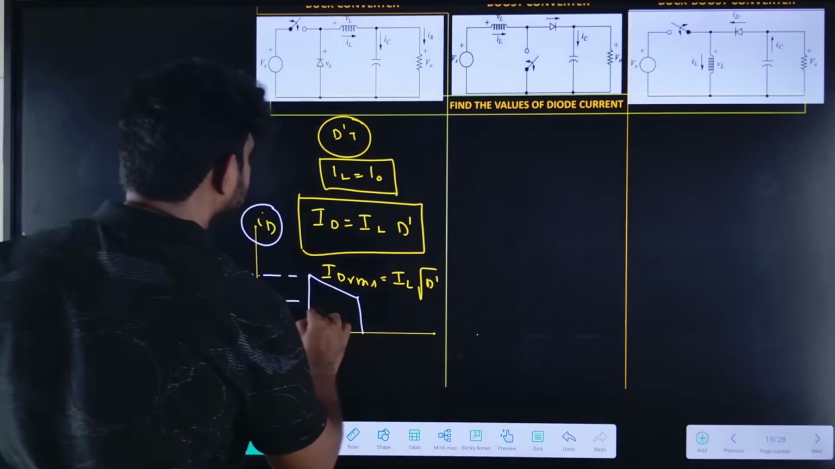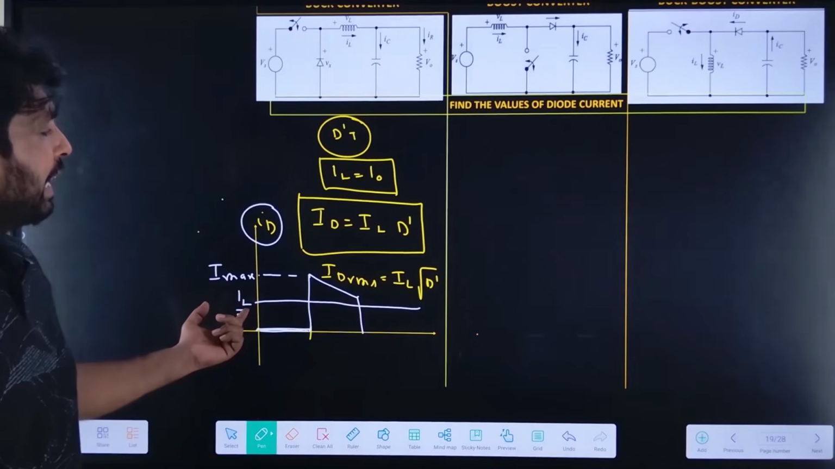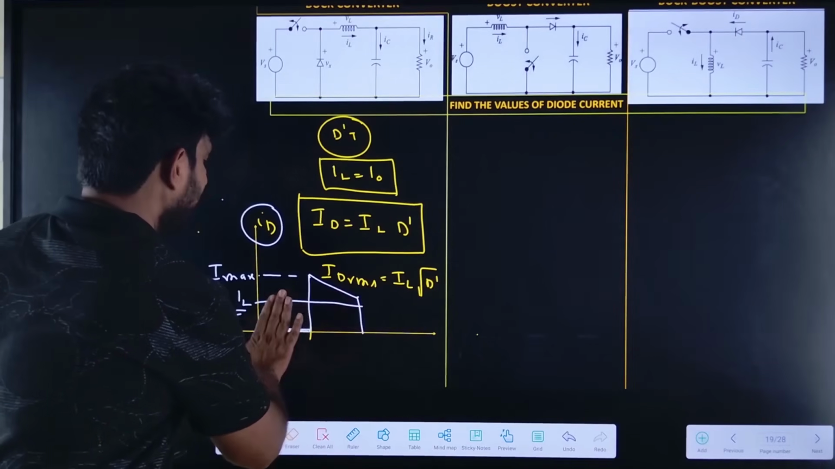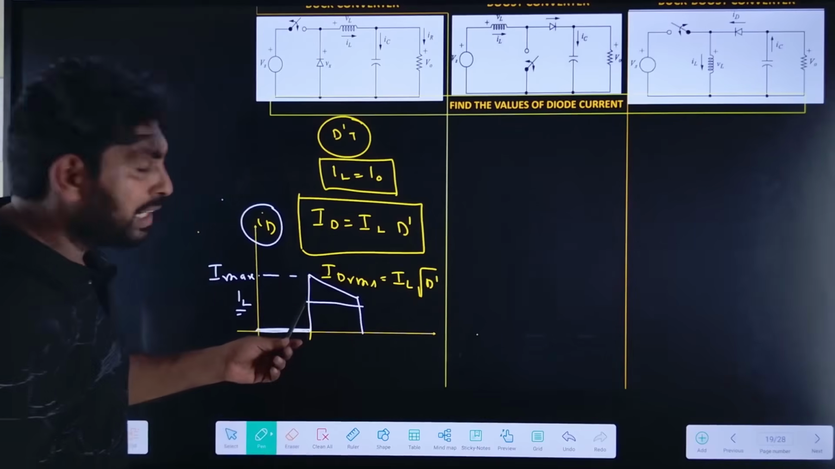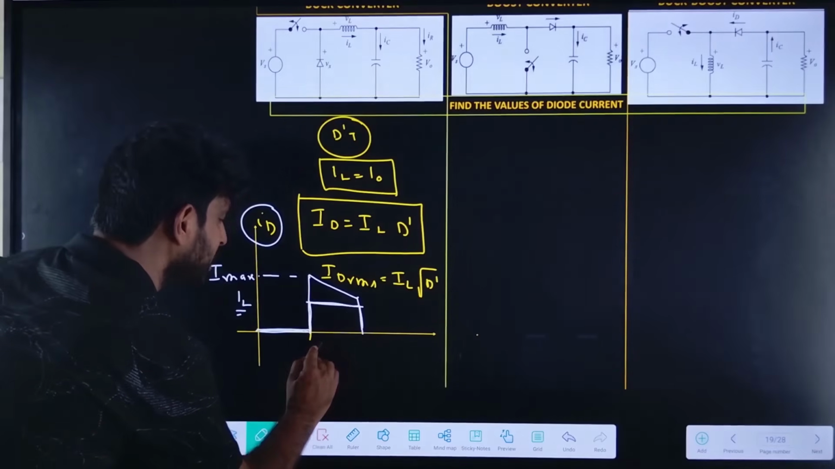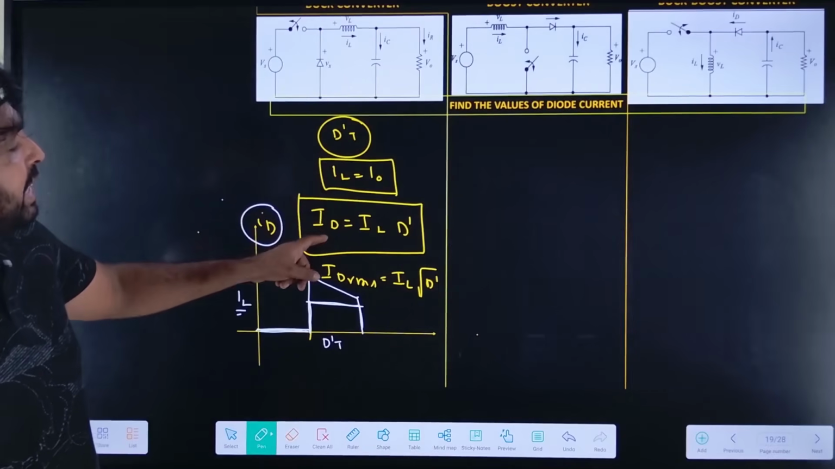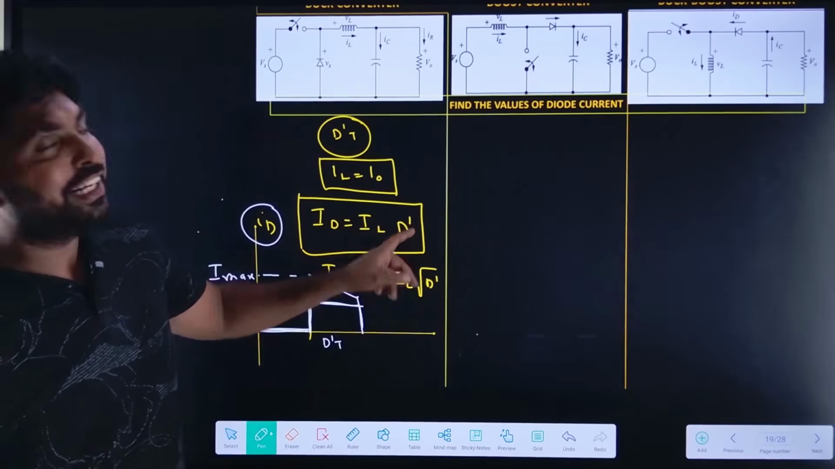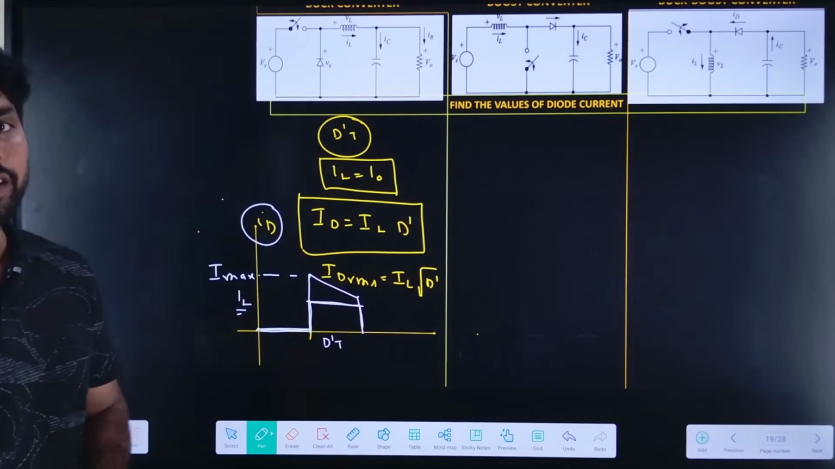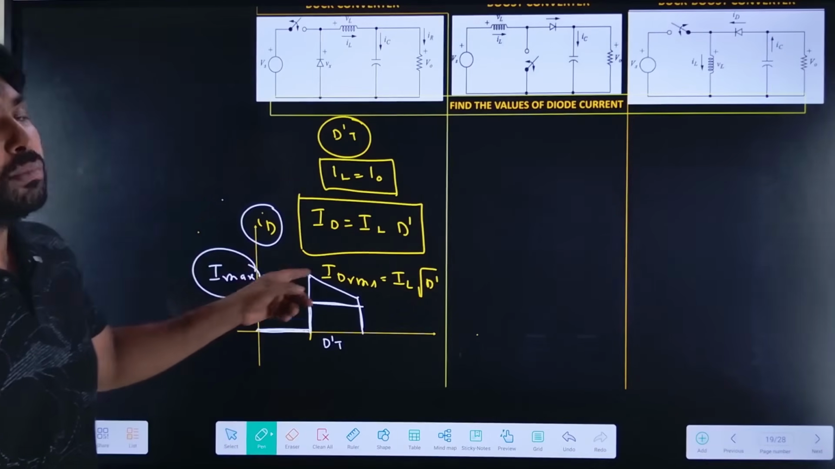So if I find the average value, IL average, during the D dash T period only it will exist. And here the current will be 0 because the diode current is 0. So IL average exists only during this period, which is equal to D dash into T. So the average value of the diode current is IL into D dash. The RMS value of the diode current will be IL into square root of D dash. The maximum value of the diode current will be the maximum value of the inductor current.